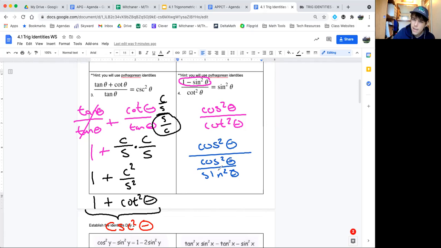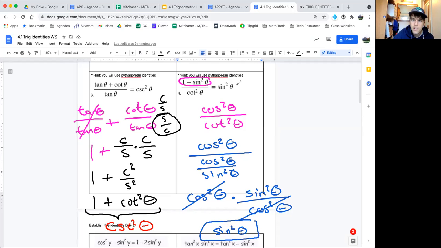I'm going to go ahead and rewrite this. So instead of dividing by this fraction, I'm going to multiply by its reciprocal. Cosine squared theta times sine squared theta over cosine squared theta. Here you can see that these cosine squareds are going to cancel, leaving us with simply sine squared theta, which is what we wanted, right? Right there. That's what we wanted. There we go. These are one way to demonstrate these.